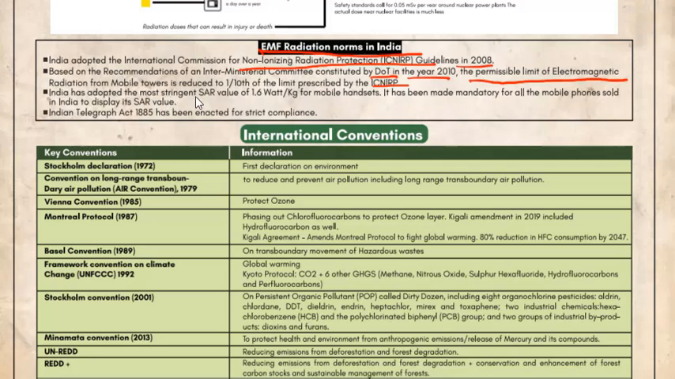India has adopted the most stringent SAR value of 1.6 watt per kg for mobile handsets. It has been mandatory for all mobile phones sold in India to display their SAR value. This is important, you should know that. The Indian Telegraph Act 1885 has been enacted for strict compliance.